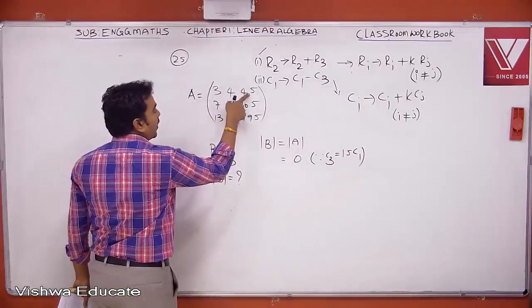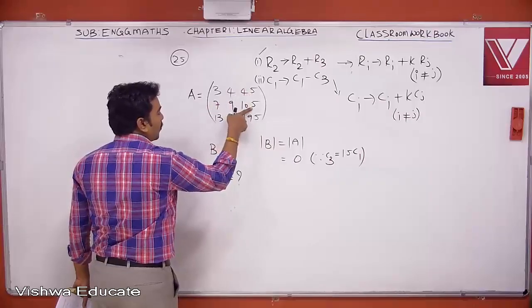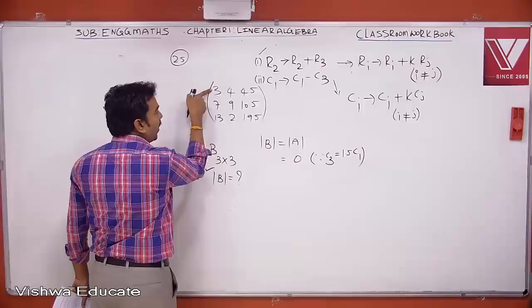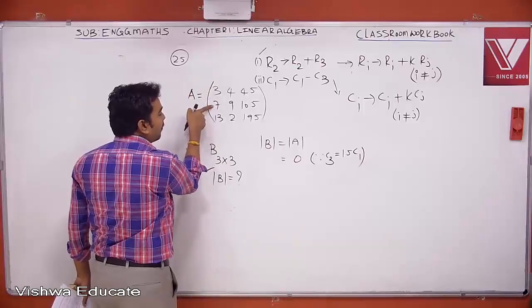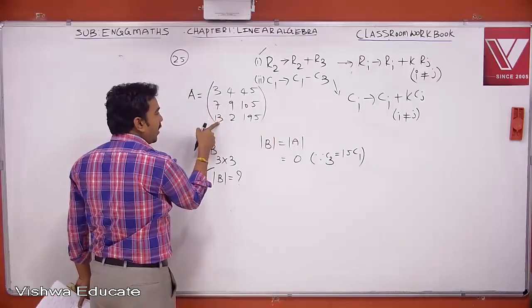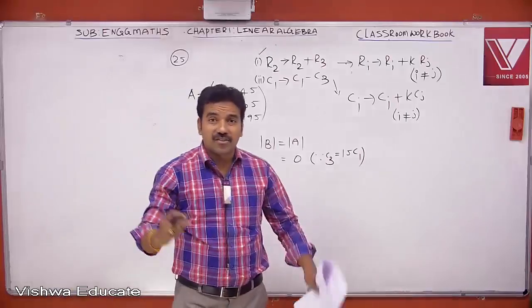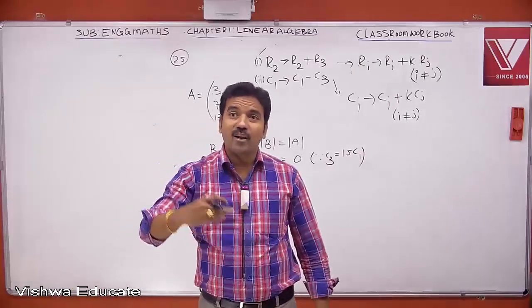This becomes 3 minus 45, 7 minus 105, 13 minus 195. This column becomes minus 42. This becomes minus 98. This becomes minus 182. So numbers are becoming very complex.